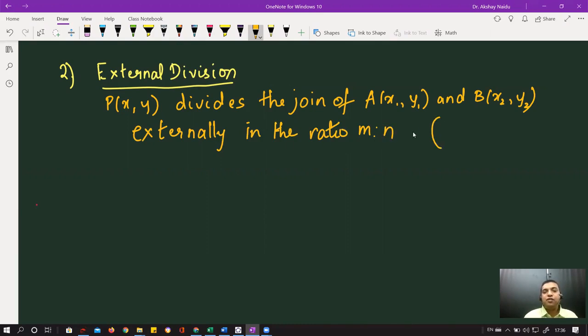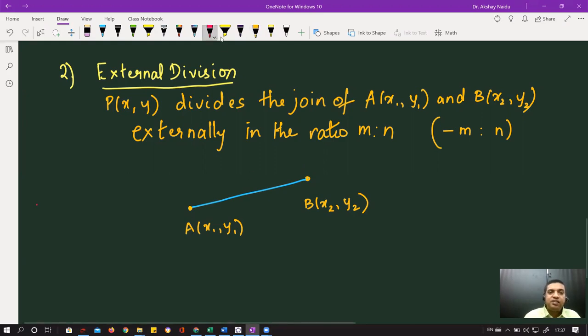Sometimes instead of writing external division, we write it as minus m:n. It means that the ratio is negative. That means it's an external division. What does external division mean? So let us say this is the join. This is the point A, x1 comma y1, and point B, x2 comma y2. Now external division means that the point P lies on the line. I'll extend the line.